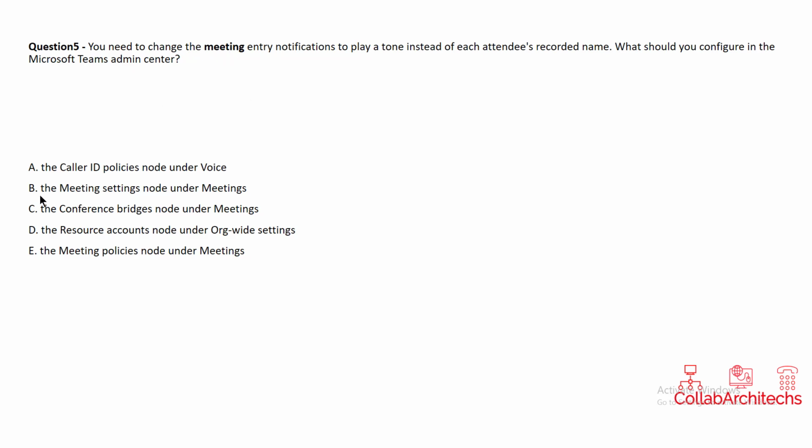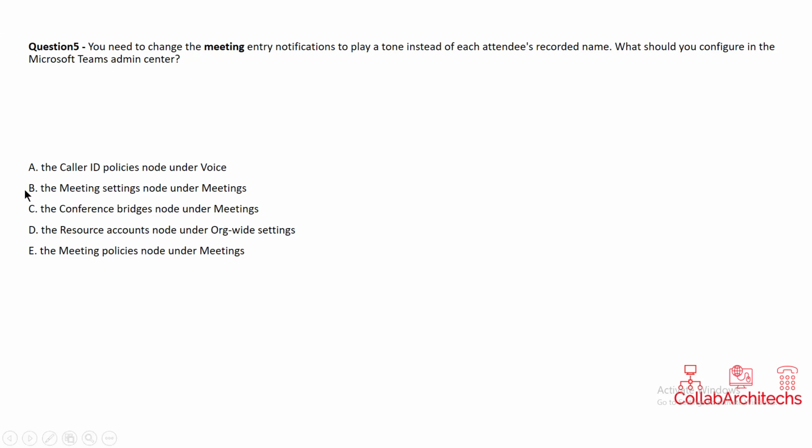So we have three options relevant to meetings: option B, option C, and option E, all talking about some meeting options. The others do not look very relevant, like the caller ID policies under voice and the resource account node. These are different things, not the meeting things. So let's go visit the Microsoft Teams Admin Center and see which option should be the correct one.